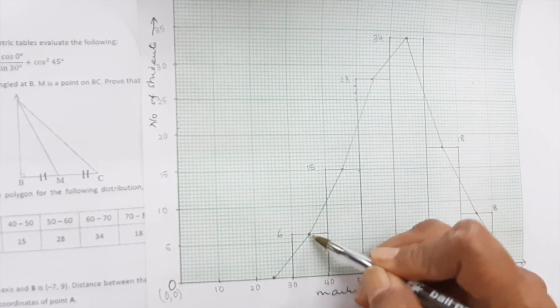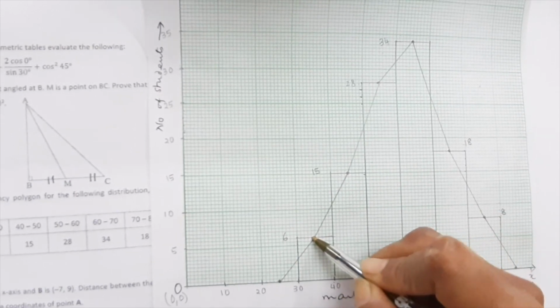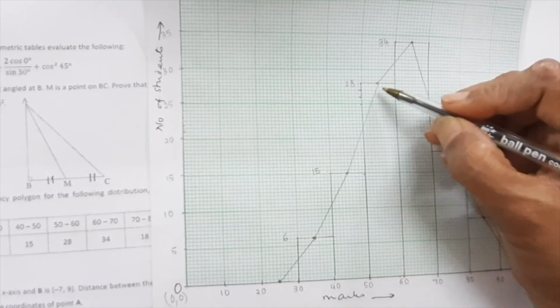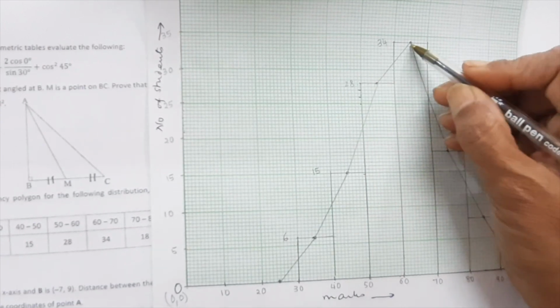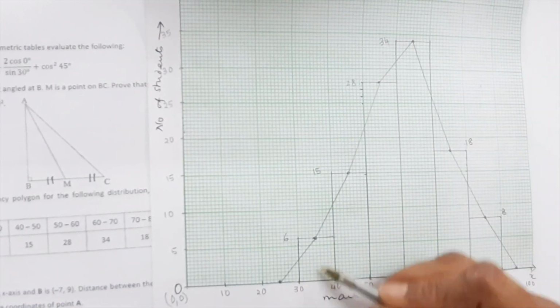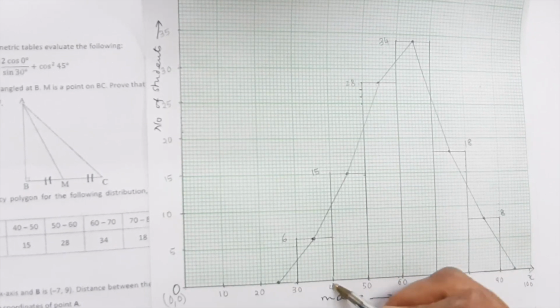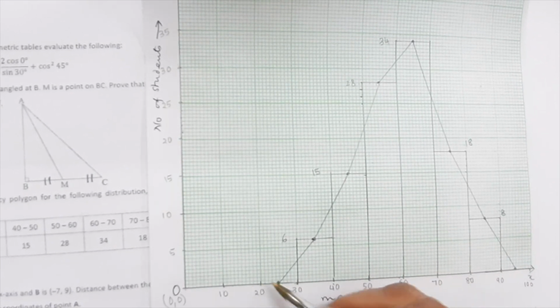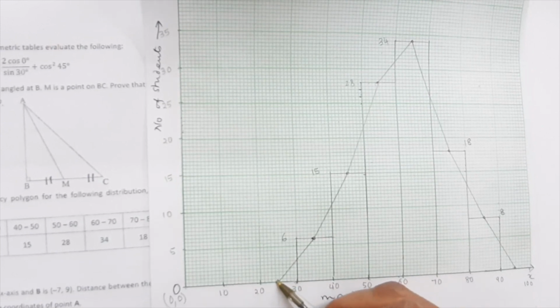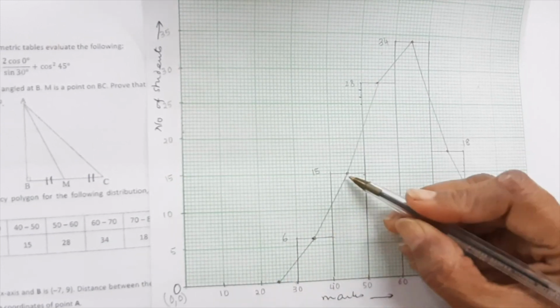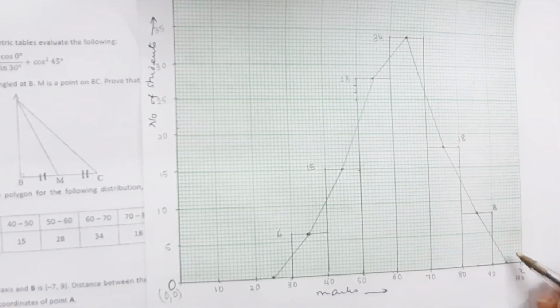Frequency polygon says that you take the midpoint of this class interval, midpoint of class interval. So you'll take the 5th division and mark it as a dot. For the first one, 30 to 40, the earlier class interval would be 20 to 30. So you mark the 5th division. All the midpoints of these are marked.